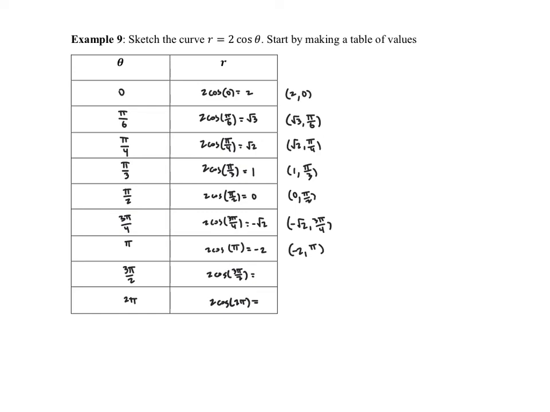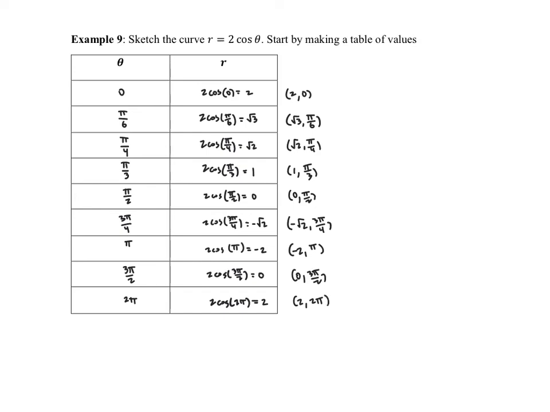3 pi over 2 yields a cosine value of 0, so 2 times 0 is 0, so I would have a 0 and a 3 pi over 2. And then finally, 2 pi. Cosine of 2 pi is 1, so 2 times 1 is 2. So I'd have extension of 2, rotation 2 pi.